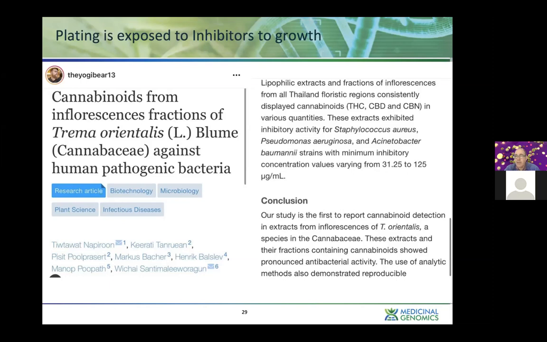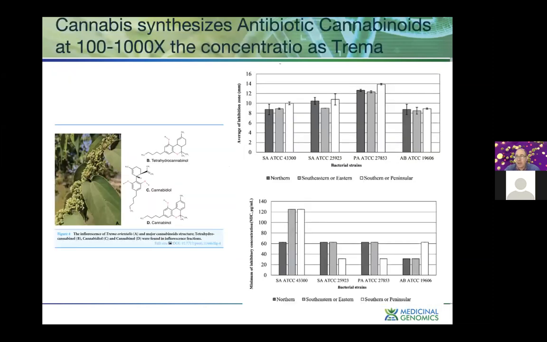It's called Trema orientalis. Interestingly enough, it doesn't produce a lot of cannabinoids. It produces something on the order of 30 to 100 micrograms per ml, so maybe 100 or 1,000-fold lower than what you might get from a cannabis plant. But nevertheless, they recognized that this small amount of cannabinoids was creating inhibition. These are ATCC organisms that are inhibited in a very strain-specific manner from this plant that makes 100-fold less cannabinoids than the cannabis plant. So we believe this is happening on the cannabis plant.